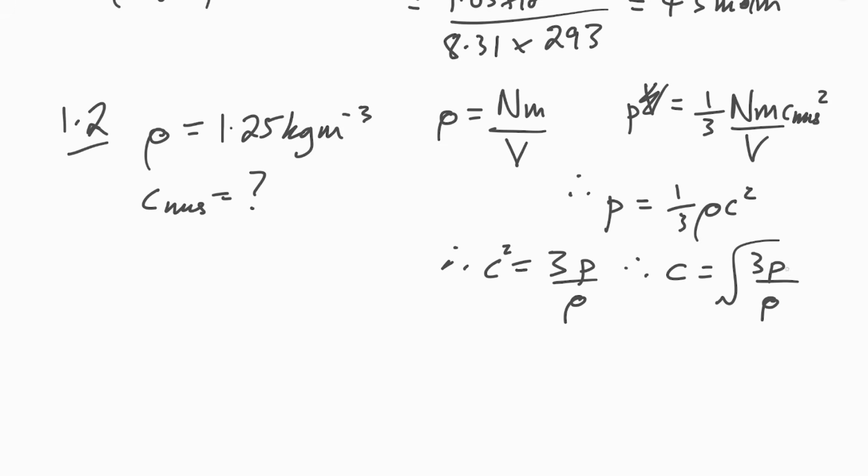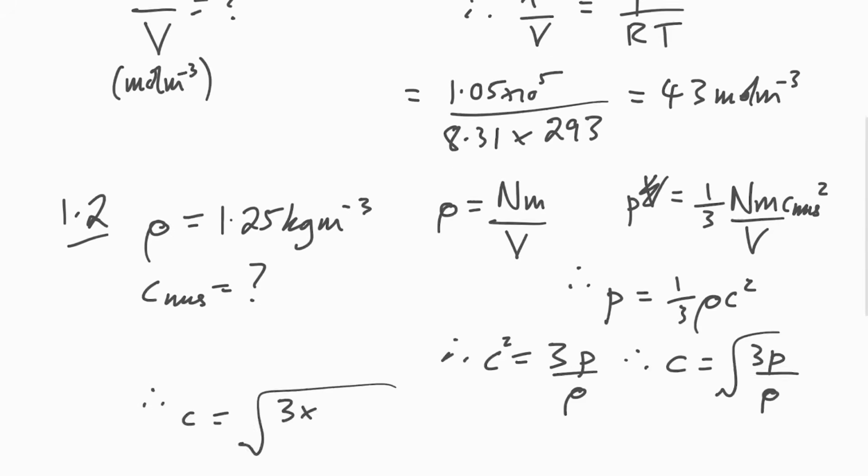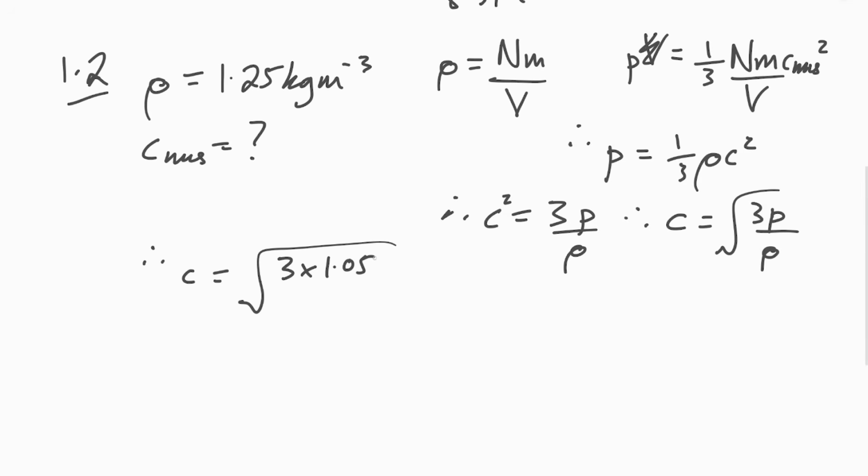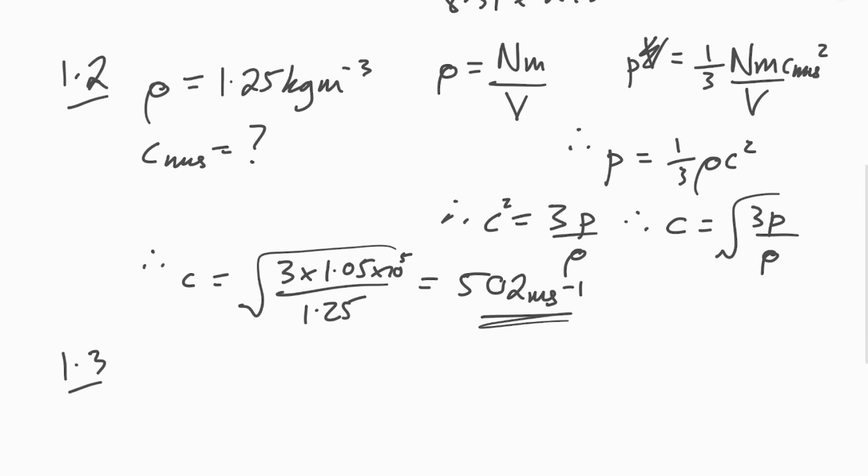Don't get your rho and P mixed up. Therefore, c is equal to the square root of 3 times the pressure, 1.05 times 10 to the 5, divided by our density. And we end up with 502 meters per second. Nice start. But yeah, get used to knowing how to get Nm over V for density. Very, very useful, quite common, comes up a lot.